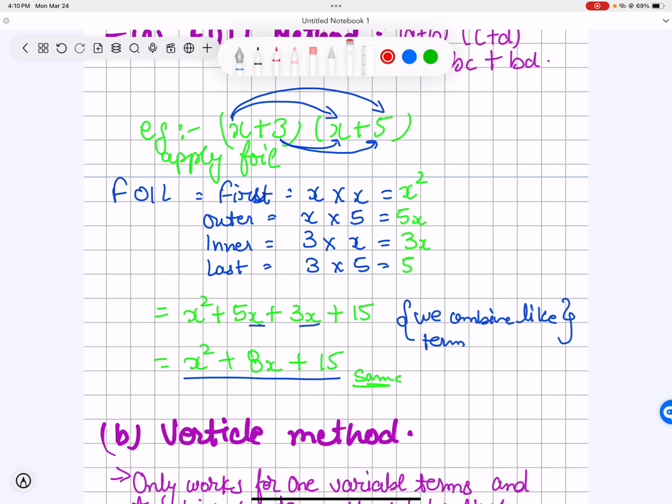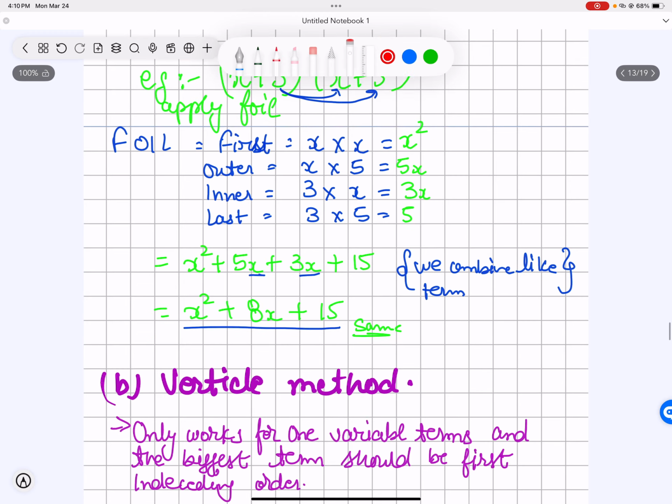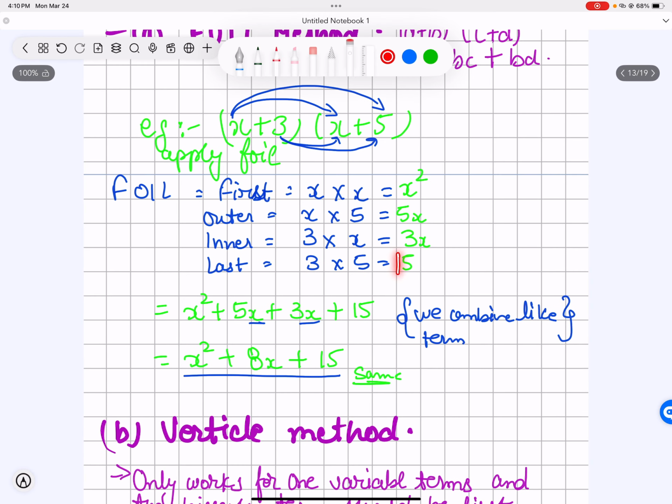First we will multiply x by x. Here x into x, we get x squared, and then we get the outer part of this. We multiply x into 5, we get 5x. And then we do the inner part of the bracket. We multiply 3 into x, we get 3x. And then we get 3 into 5, the last terms. It's gonna be 15. I made a mistake in writing here. It's gonna be 15 here.